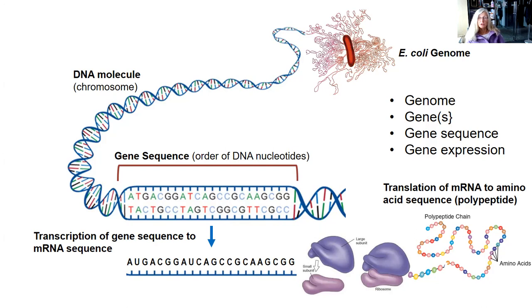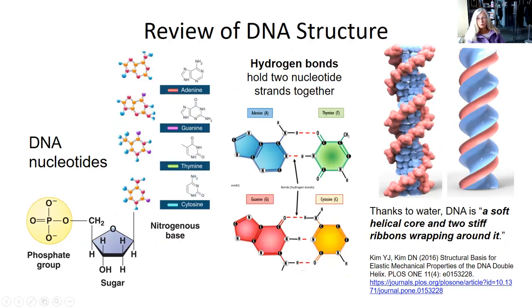And gene sequence and gene expression: it's the expression of the sequence of nucleotides in that gene that results in the trait for that particular gene, which is also known as a genotype. So let's go look at the structure of DNA first. This should be total review for you.